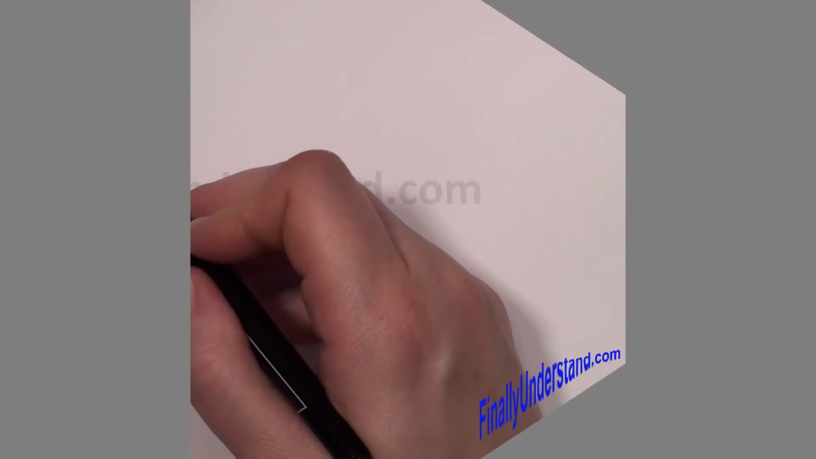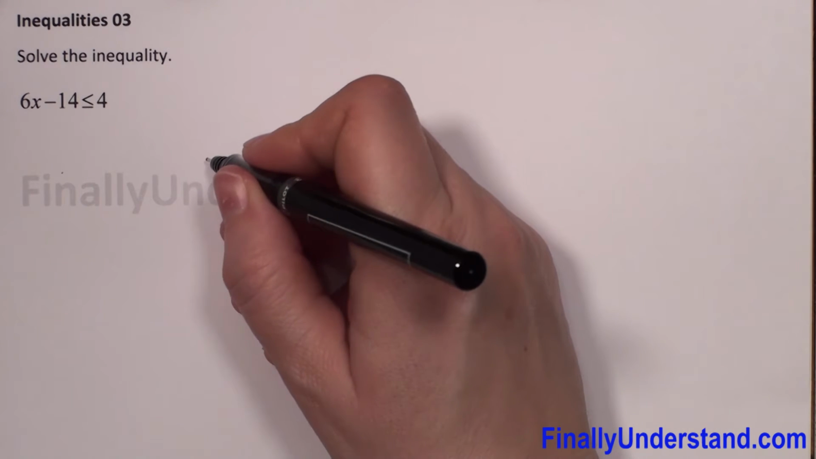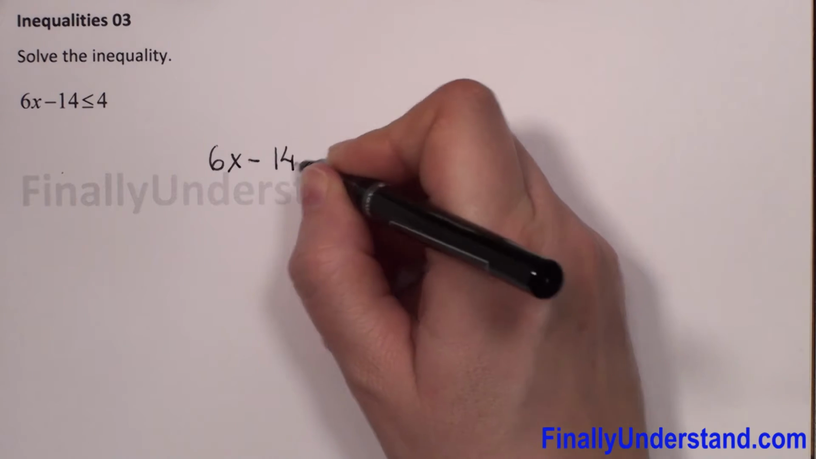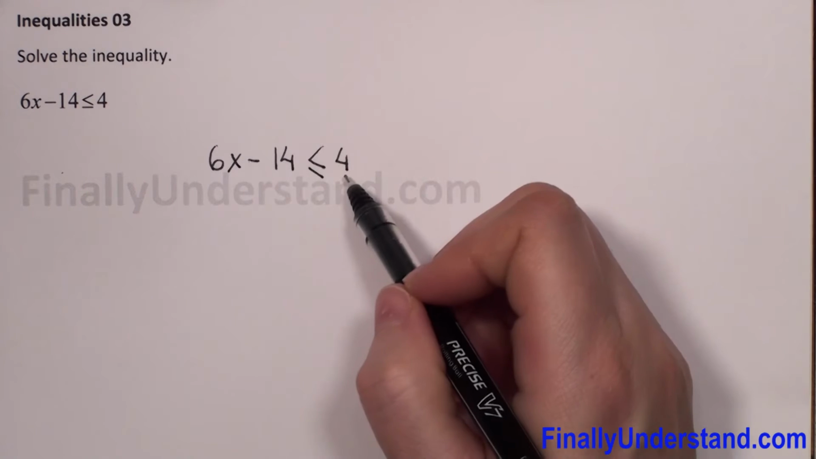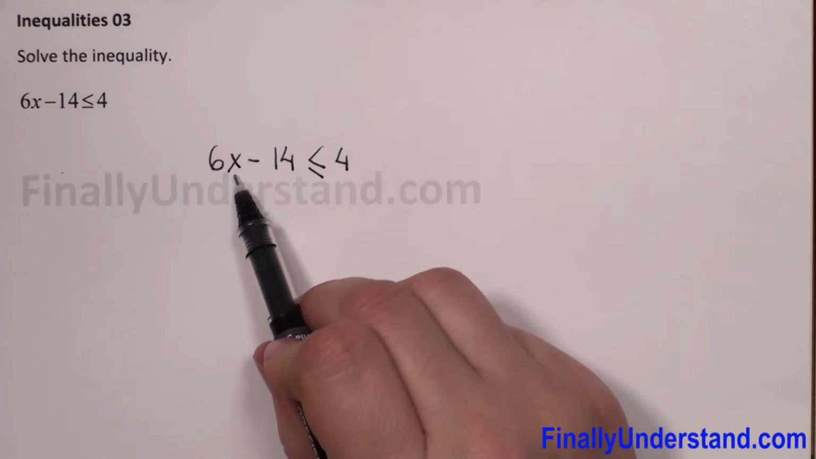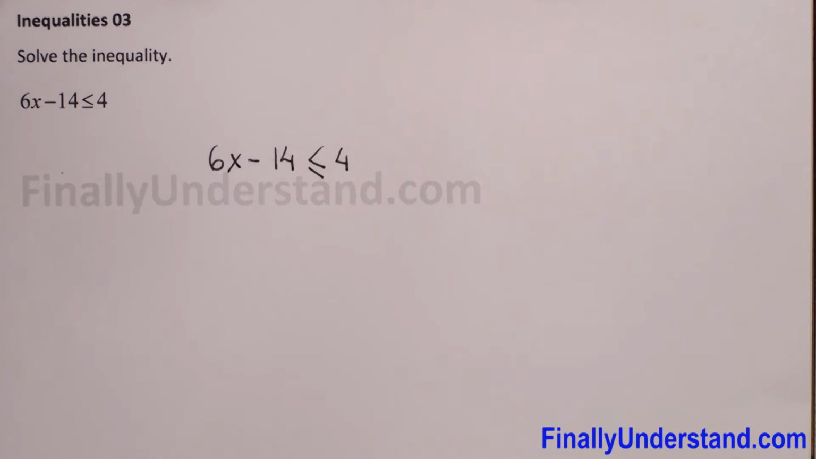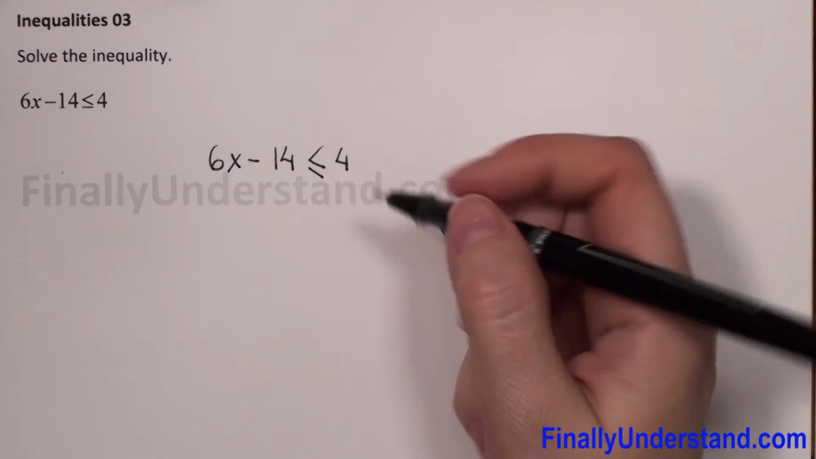We have the inequality 6x minus 14 is less than or equal to 4. So let me copy this inequality. We have 6x minus 14 is less than or equal to 4. When we have to solve an inequality, it means we have to find all possible values of x for which this inequality is true. So first I will move negative 14 to the right side.